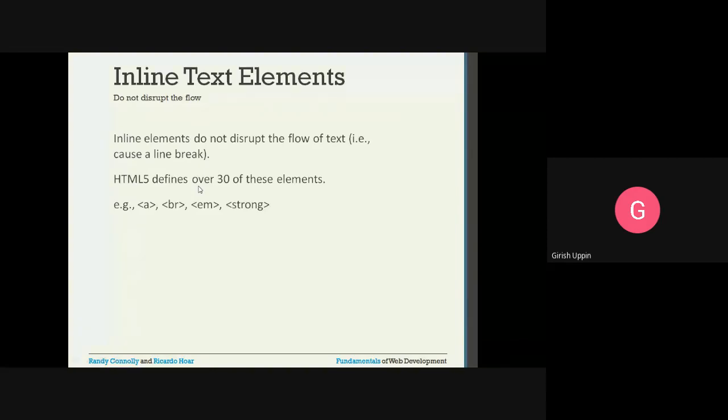There are many inline HTML elements, more than 30 elements. Some of the examples are anchor. If you remember, we have seen anchor inside some of the sample examples. This will not make any disruption. If it is used inside a paragraph or inside any other HTML element, the text flow will not change. Similarly, br, em, and strong will not cause any disruption in the flow of the text.